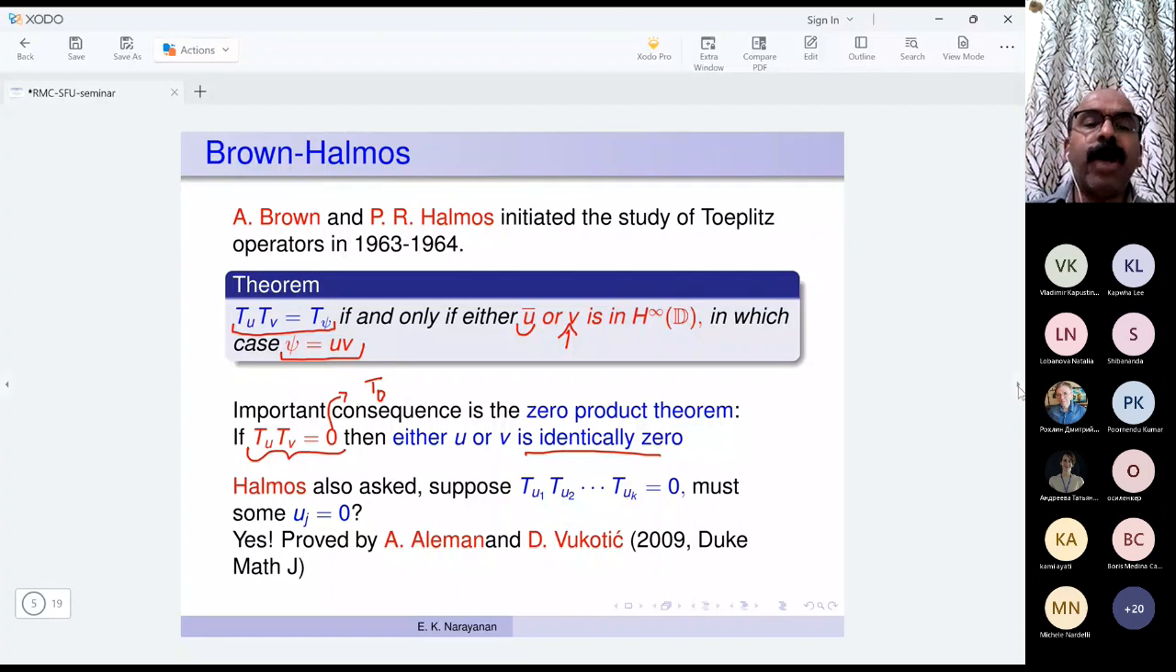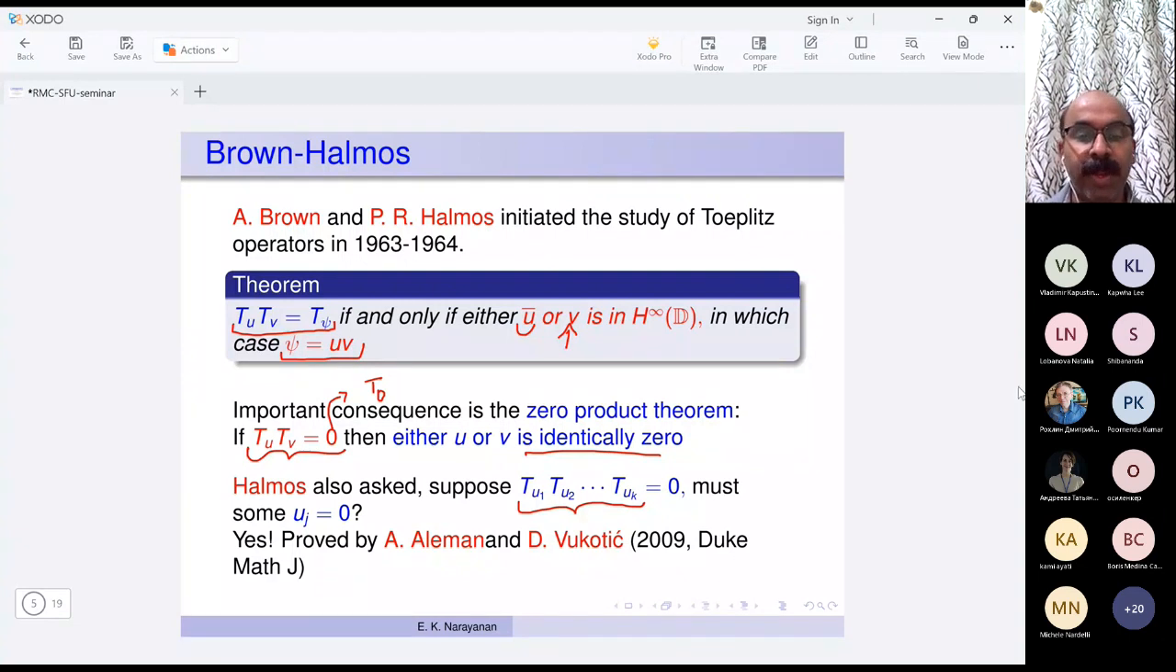So Halmos also asked the general question: what if I take finitely many Toeplitz operators and look at the product of them, and if that is 0, then can you say one of the u_j's is 0, right? So one of the operators is 0, and this was proved by Lehmann and Vukotic in 2009. So the question was raised maybe in the late 60s or early 70s, and it was proved only in 2009. Okay, and it required quite a lot of new ideas and so on.